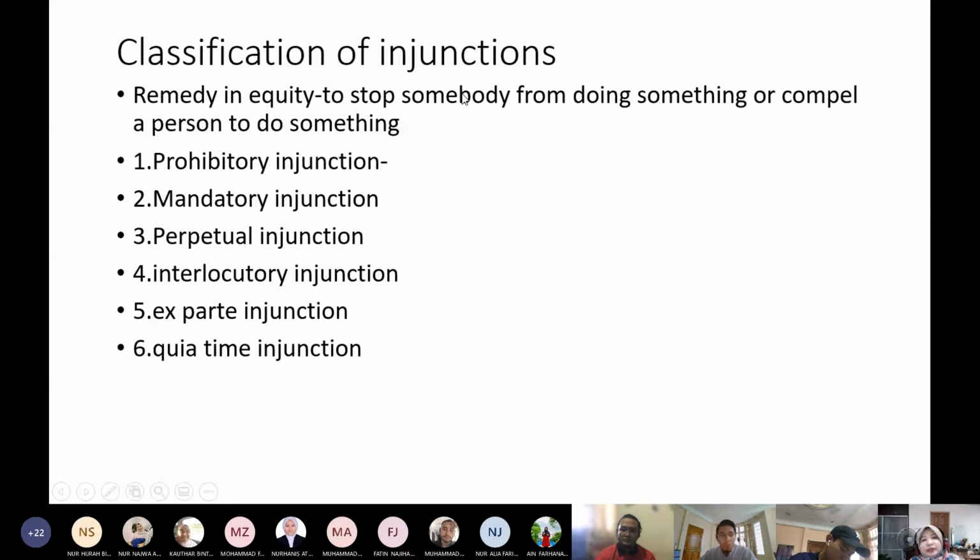Classification of injunction. So basically, injunction is a remedy in equity. Have you studied equity and trust before? In year 1, 2 or 3?